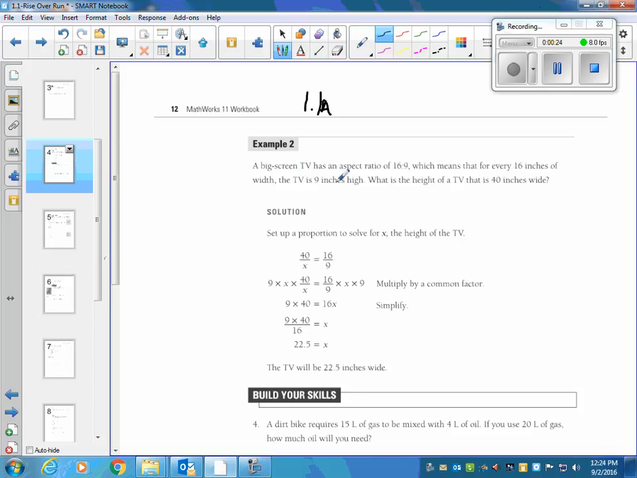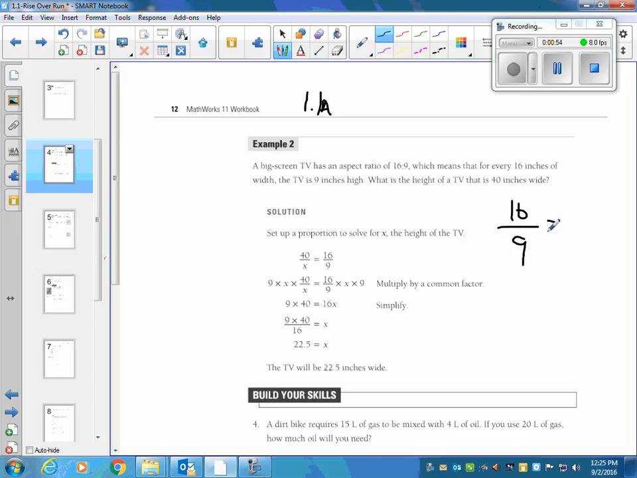So a big screen TV has an aspect ratio of 16 to 9, which means for every 16 inches width, there's 9 inches high. So 16 across, 9 up. What's the height of a TV that's 40 inches wide? So when we go through and do this, if we're going 16 wide, we're putting the wide on the top and the 9 on the bottom, that would be 16 wide, 9 tall.